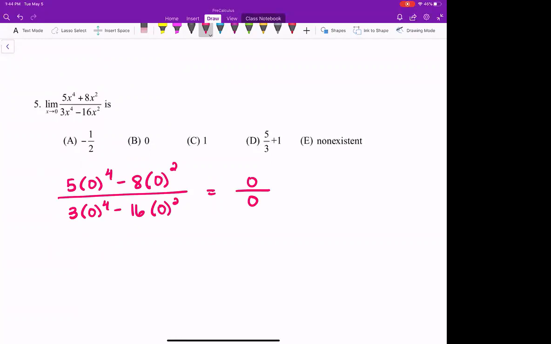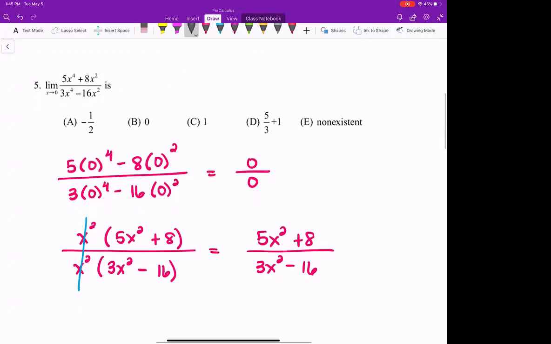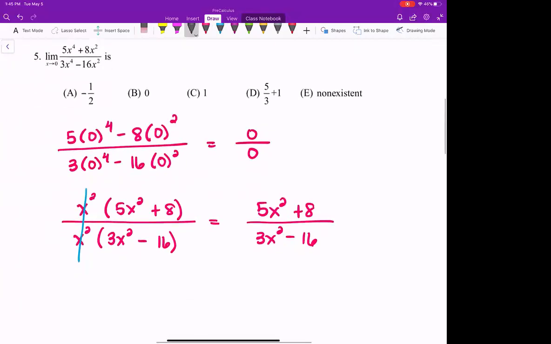So in the numerator, you could factor out an x squared, and that would give me x squared times 5x squared plus 8. In the denominator, I could factor out an x squared again, giving me x squared times 3x squared minus 16. This is good because then the x squareds are going to reduce, leaving me with 5x squared plus 8 over 3x squared minus 16. Really, I should attach the limit again.